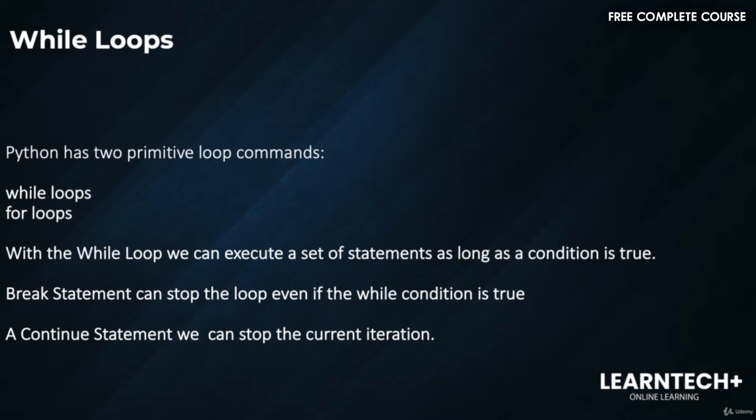All right, welcome back. So in this video, we're going to talk about while loops. Python has two primitive loop commands: while loops and for loops. With the while loop, we can execute a set of statements as long as a condition is true. A break statement can stop the loop even if the while condition is true, and with a continue statement, we can stop the current iteration.